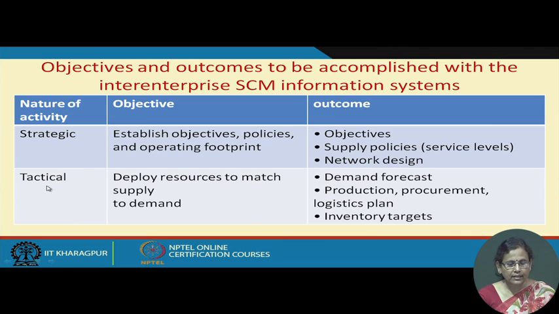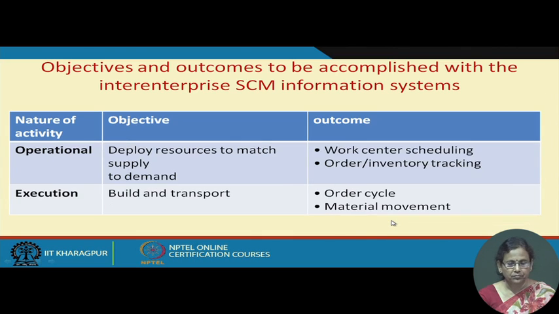Then in the next tactical level, the objectives which are set by the strategic level have to be now realized. Here various activities are deploying resources to match the supply to demand, which has the outcome as demand forecast, production, procurement and logistics plan and inventory target. Then next is your operational activity. In this operational activity, the objective is to deploy resources to match supply and demand, and work center scheduling, order and inventory tracking. Then the last one is your execution level, where you decide to build the product and transport it. Here the outcome is to maintain the order cycle and have material movement.